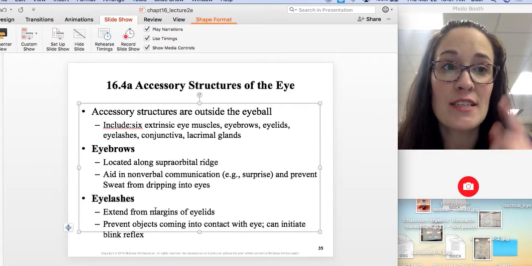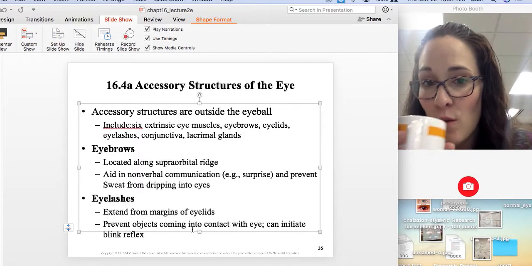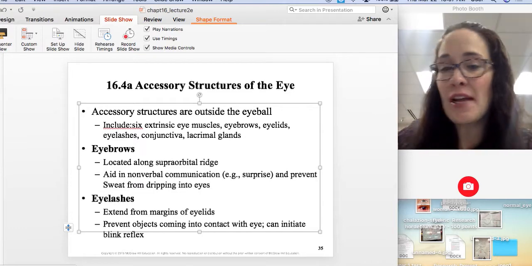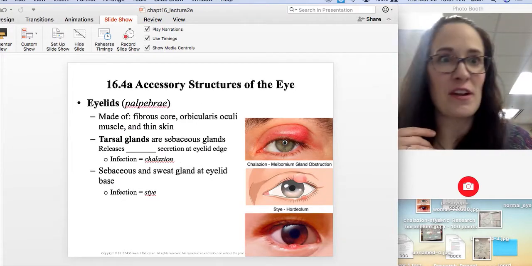Your eyelashes extend from the margin of your eyelids, and their purpose is protection, so they're preventing things from coming into the eye to harm it. Great pictures on this one.